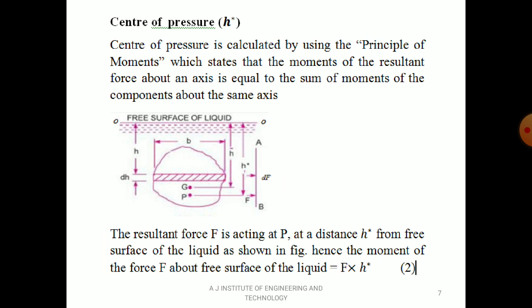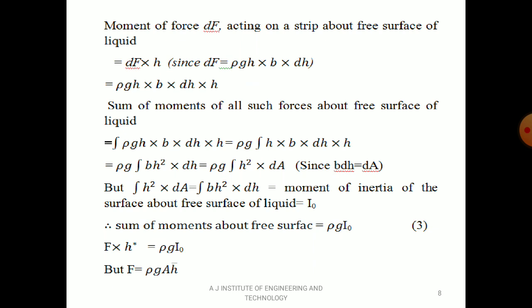So what is the moment of that component force? dF into h. According to the principle of moments, the moment of the resultant force equals the integration of the moments of the component forces. So the moment of force dF acting on a strip about the free surface of the liquid equals dF into h. But dF is pressure into area. Pressure is rho g h, area is B into dH. So rho g h into B into dH. So dF into h becomes rho g h into B into dH into h.